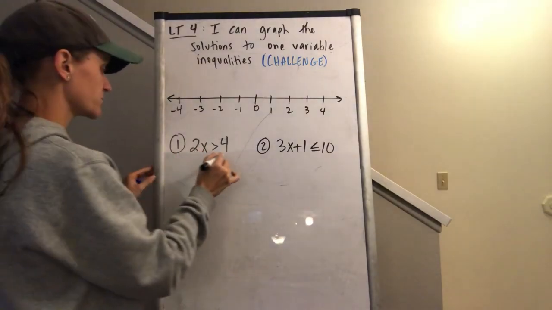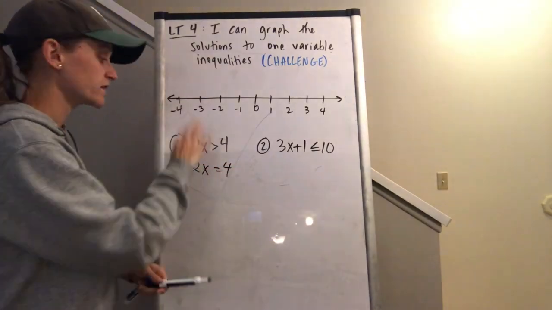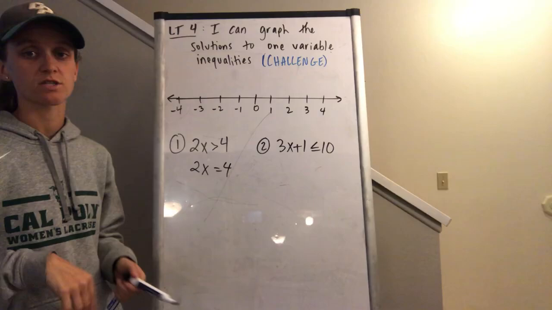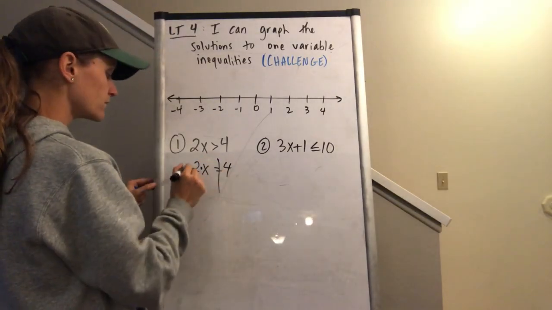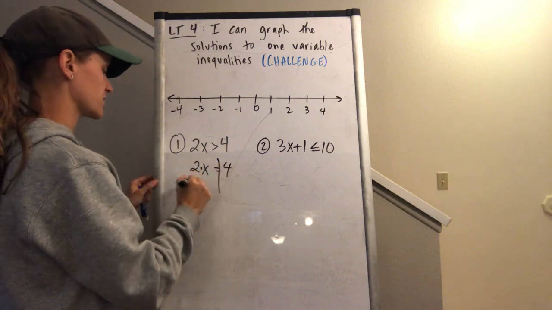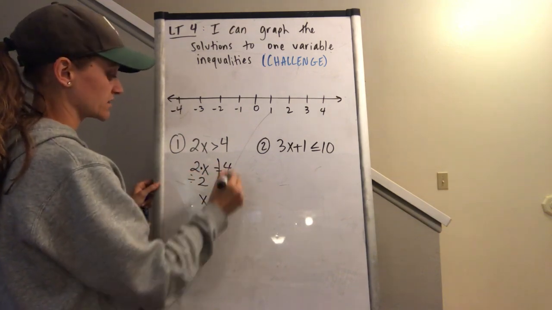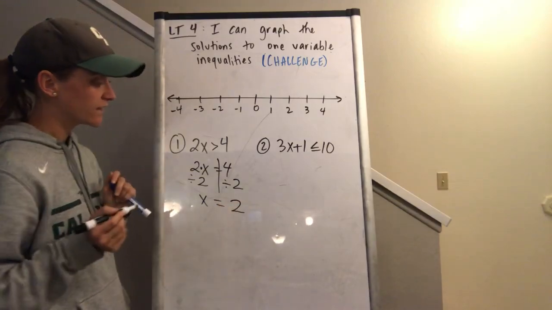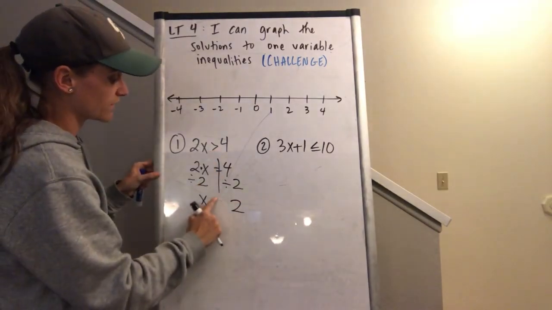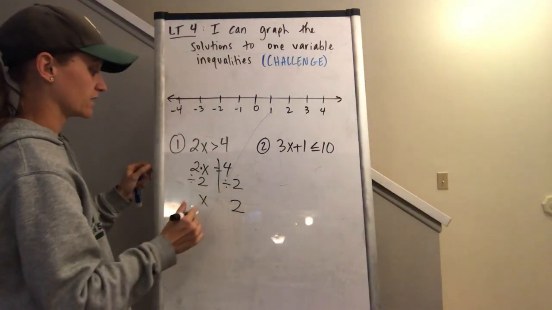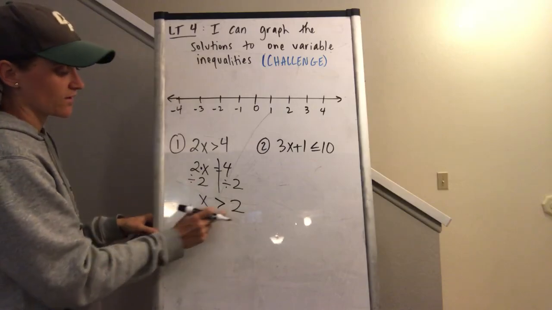On these, what really helps me is to start the problem by pretending there's an equal sign. So replace the inequality, and you're going to solve it just like a normal problem. If I was solving for x like normal, this is 2 times x, and the opposite of multiplying by 2 is dividing. And so I got that x equals 2. And then at the end, I'm going to replace the equal sign back with that inequality. So I'm going to put back in that's greater than. And now I can graph x is greater than 2.